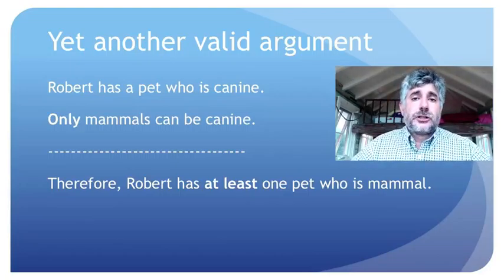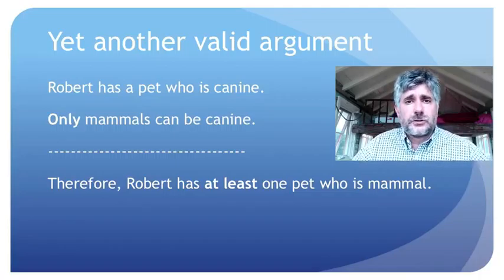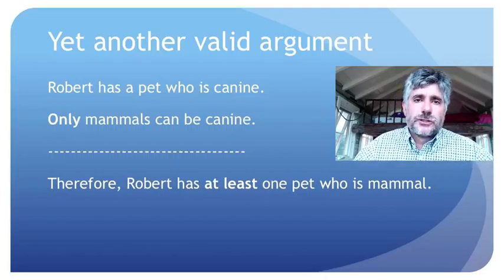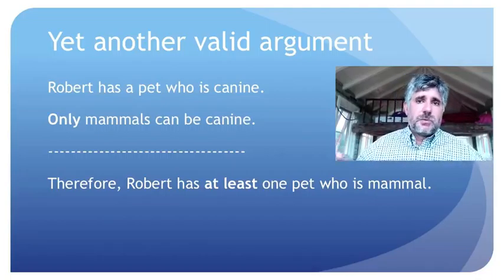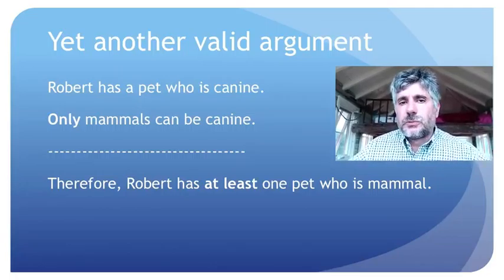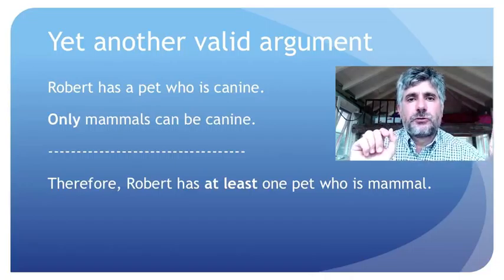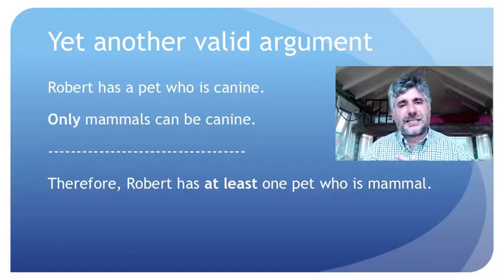You can imagine a situation in which premise 2 is false, in which not only mammals are canines, maybe some canines are reptiles, or some canines are robots, or who knows. And of course you can imagine a situation in which the conclusion is false, in which Robert doesn't have any mammal pets. Maybe all of his pets are birds or reptiles, or maybe he doesn't have any pets. But in any case, you can imagine these possibilities, but what you cannot imagine, what's completely ruled out, is the possibility that the premises of that argument are true and the conclusion is false. If the premises of the argument are true, the conclusion has got to be true.